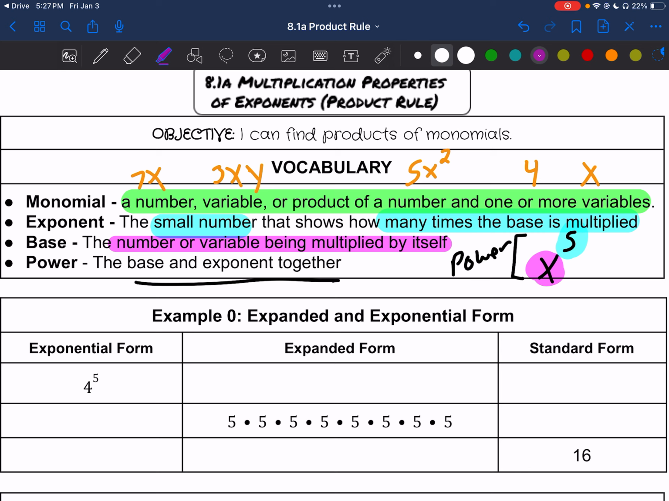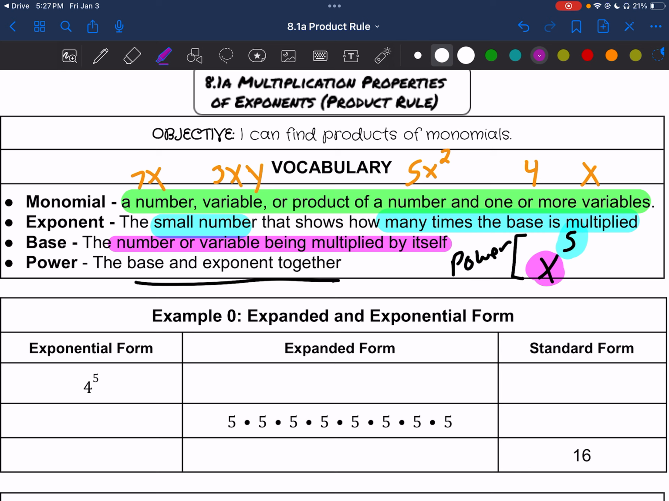The exponent is that small number that is in the superscript, it is above, and that's telling us how many times the base, the big number down below, or the big variable below, is being multiplied by itself. So we have a couple forms here that we're just going to go through. Exponential form is writing it as an exponent. It is a base and an exponent, right? Expanded form, we are going to spread out all of this multiplication.